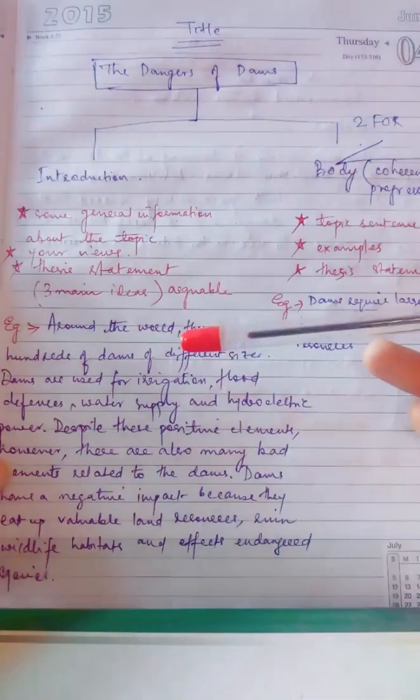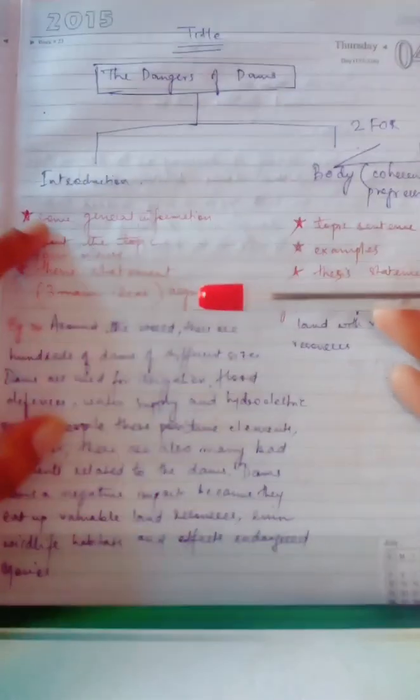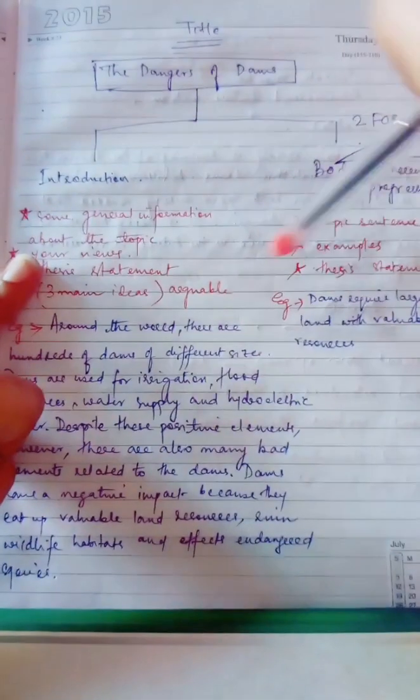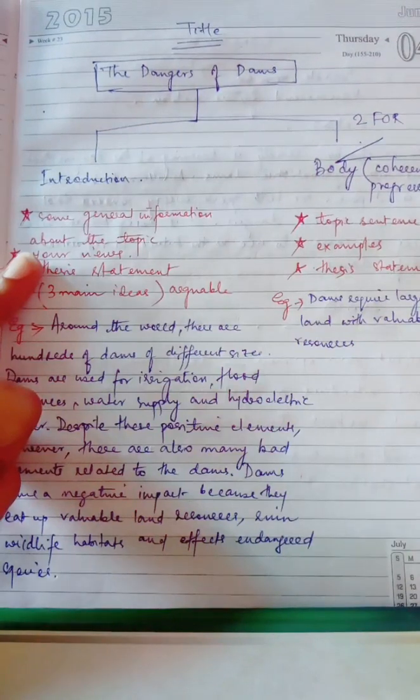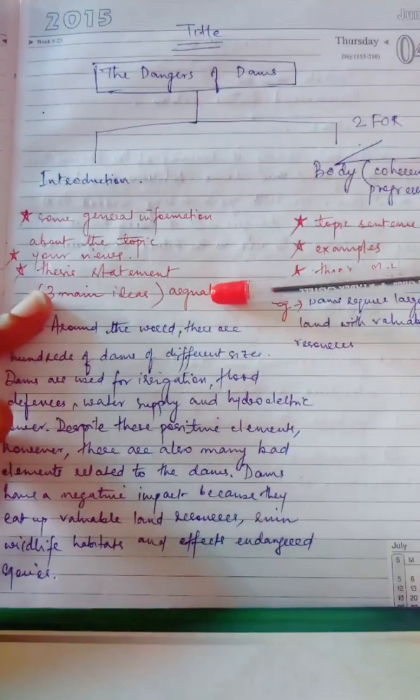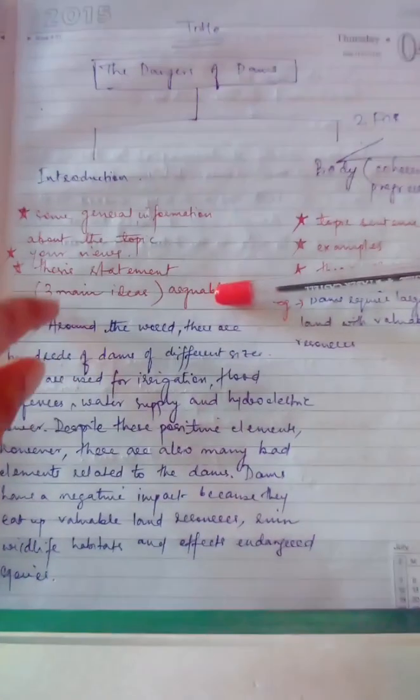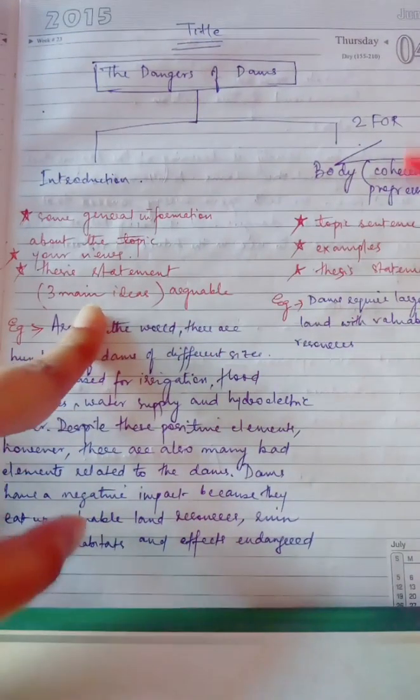So remember, you should begin the introduction by giving some general information about the topic, presenting your views. Your views should be there in the introduction immediately. Don't present your views in the body paragraph. Then the thesis statement will have three main ideas which will lead to the argument in the body paragraph.